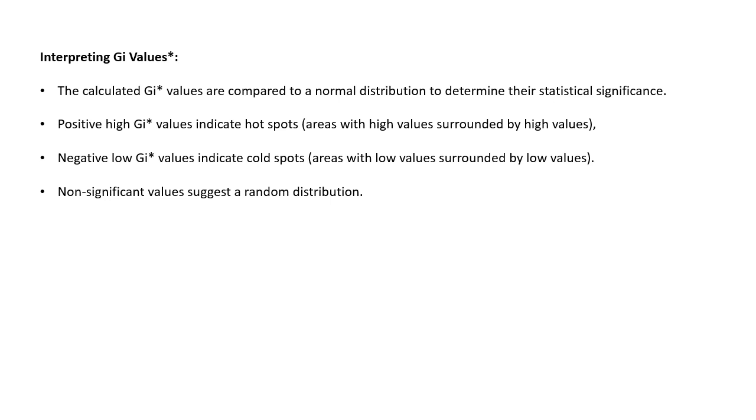Okay, the interpretation. Positive high values are the hot spot. Negative low Gi star values indicate the cold spots. And the part in between, which lies here in the distribution, will be statistically insignificant. This will be the cold spot, and this area will be the hot spot here, maybe like this.